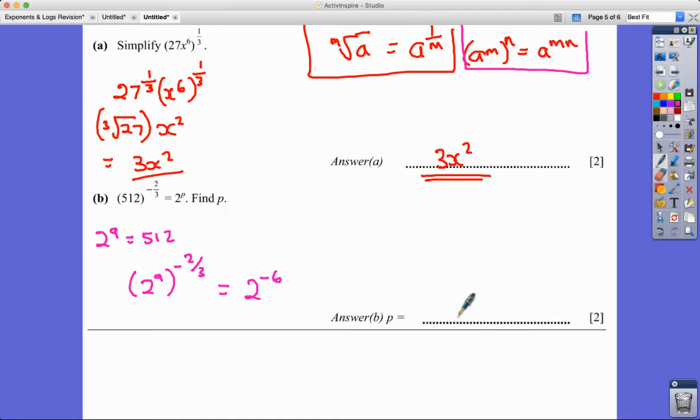Now, some people would write in here 2 to the power of negative 6. I've seen that happen, but look very carefully: after p, and p is just the power, so p is just negative 6. We'll get you those answers. We'll get you the marks there, okay? And obviously marks for working as well.